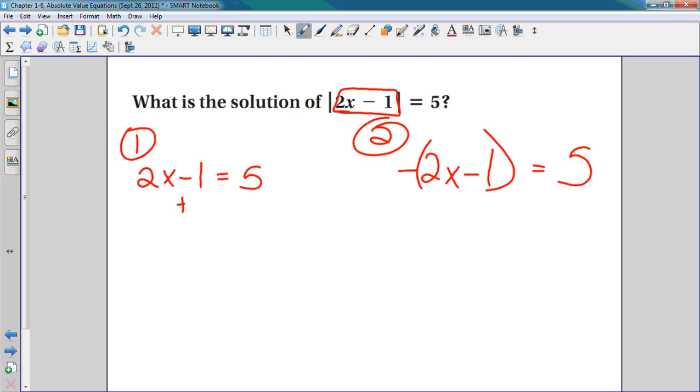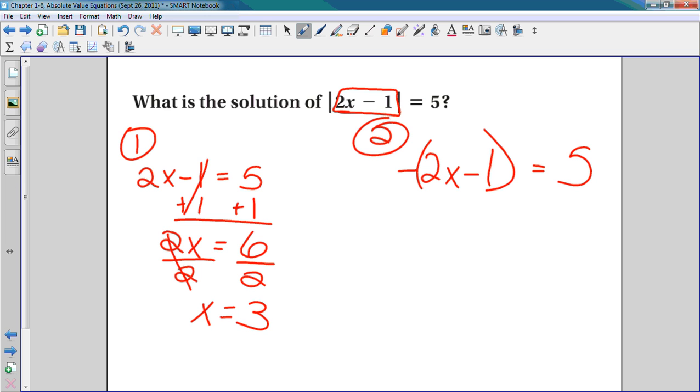So we have plus 1, so I have 2x equals 6, divided by 2, x equals 3. What do you get for 2x? It's inside this red box. 2x minus 1 would be positive. 2x minus 1, the negative version.